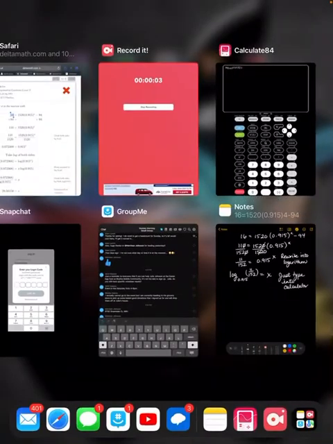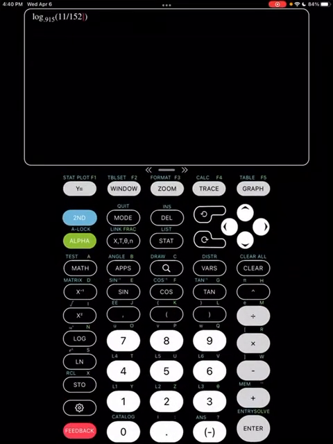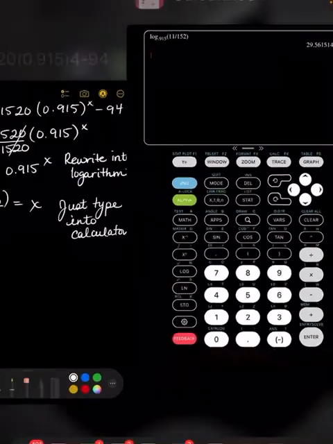And there's your answer, 29.56. I think in this problem you had to round to the nearest tenth, so 29.6. So let's go back over. So x is going to be 29.6.